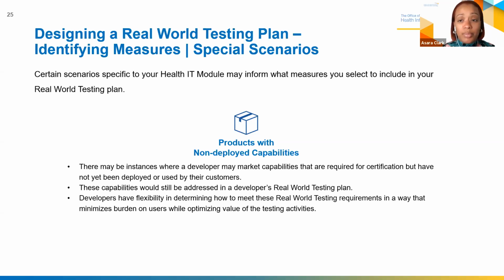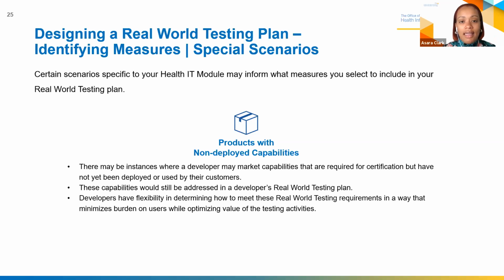So it's an opportunity for you to partner with prospective customers or customers that you already have working relationships with. But the bottom line is it can't be left out. You have to include these capabilities within your real world testing plan. You have to do your due diligence to try to conduct the real world testing activities that you include and execute on that plan. And if all else fails and you're not able to conduct the real world testing, you have to report on that.